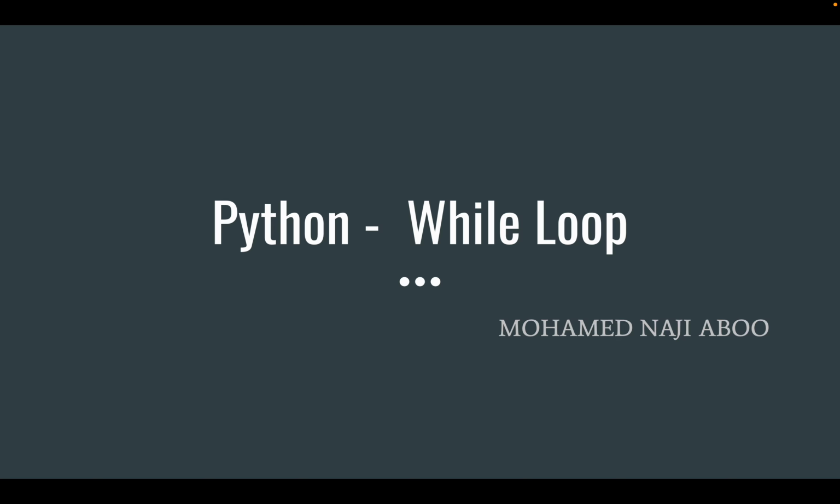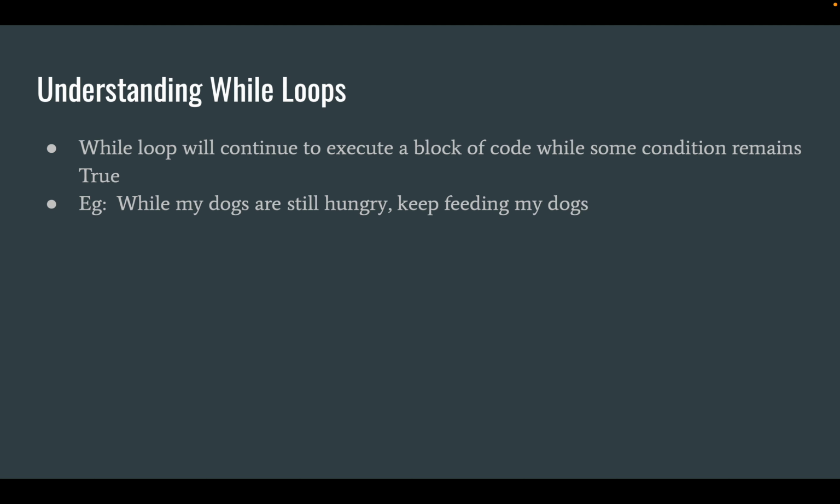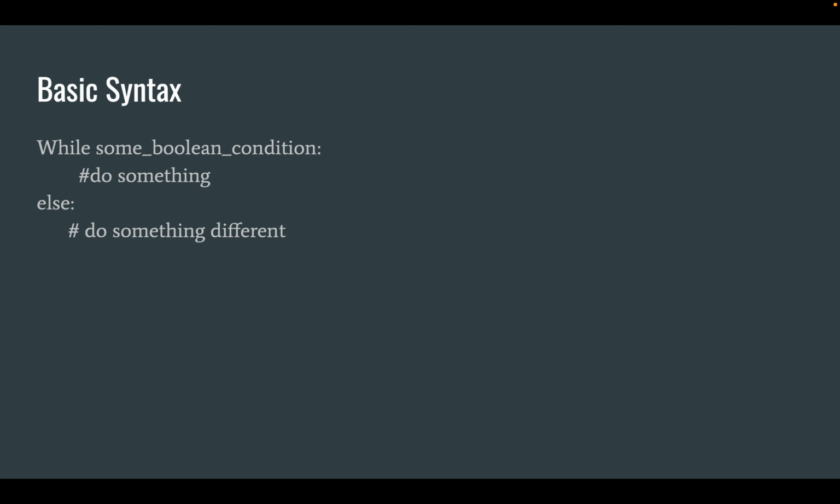So we are continuing our discussion with Python, and in this video we will be discussing the while loop. A while loop will continue to execute a block of code while some condition remains true. Okay, so it's a loop, right? So this will continue to execute until some condition no longer holds. If we take a real world example, we can say: while my dogs are still hungry, keep feeding my dogs. Okay, so it's a continuous loop.